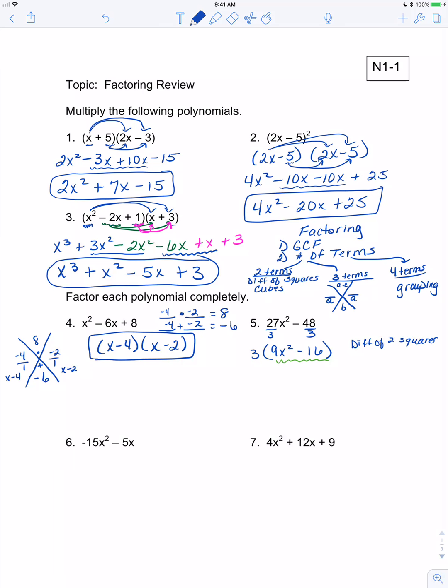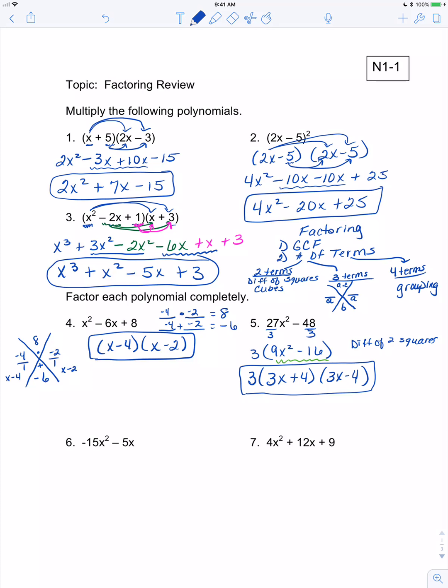And remember, when we do that, we leave that 3 on the outside, so that is 3 times 3x plus 4 and 3x minus 4. So the square root of 9 is 3, the square root of 16 is 4, and 1 needs to be a plus, 1 needs to be a minus when we factor those. So that takes away that middle term, and that is your final answer.